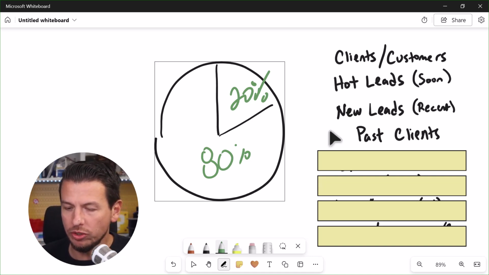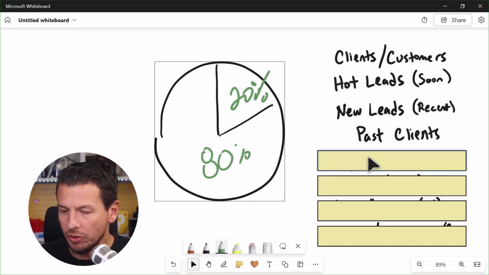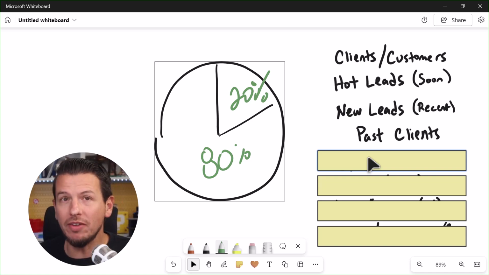These are clients who have worked with you in the past, basically paid you money in some way. So clients and customers, I guess, would be that one. And then you find those. There's probably not as many, right?